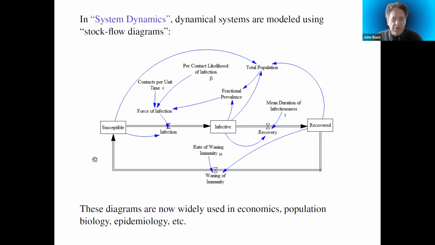Here's a stock flow diagram for susceptible, infected, and recovered patients from some disease. These boxes are called stocks. In this case, they're the different kinds of people. You might assume a positive real number of people of each kind so that you can write down differential equations. So that's a continuum approximation. You could do other things too.